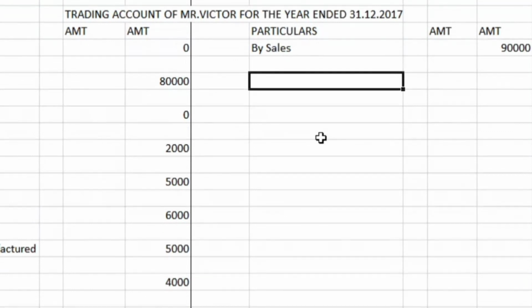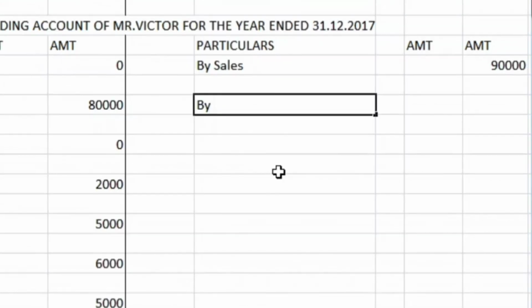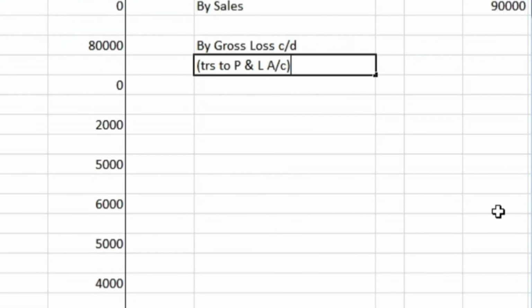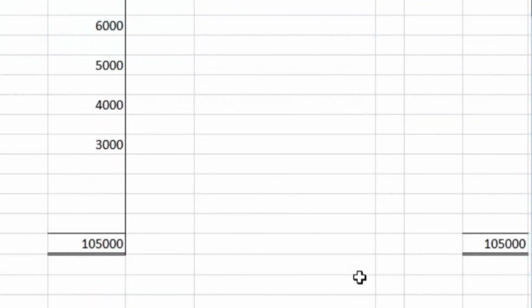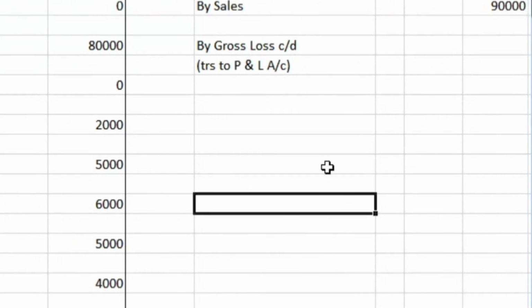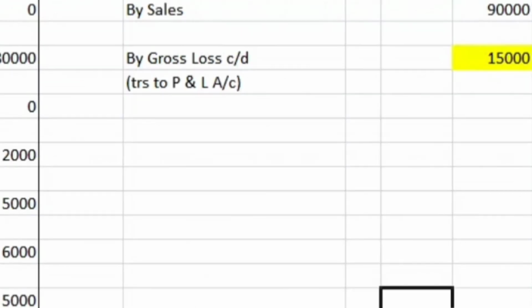So credit side is the least, meaning it is going to be a gross loss. Gross loss carried down, transferred to profit and loss account. Right, so now we have to find the answer by subtracting it. So 1,05,000 minus 90,000, how much do you get? Subtract it. Loss, put that there, 15,000. That's all, that is the answer.